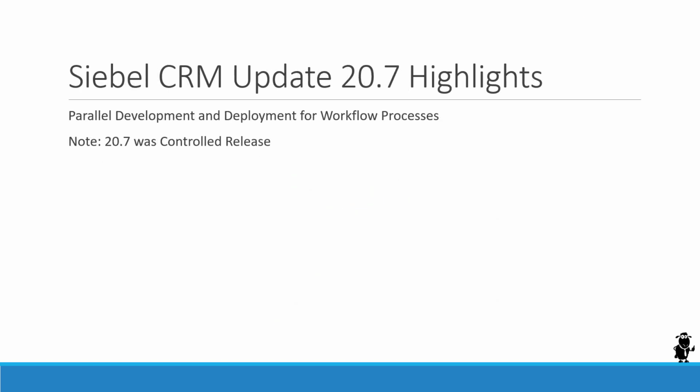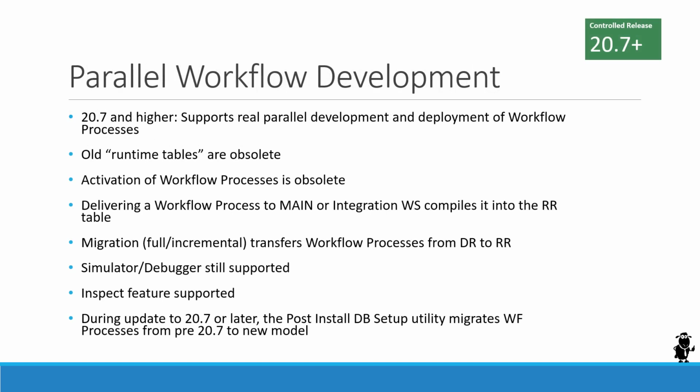Following this was the July release of 20.7, which introduced a very important change in the workflow process architecture, now allowing parallel development and deployment for workflow processes. 20.7 was a controlled release. So any release higher than 20.7, or 20.7 itself, introduces parallel workflow deployment.